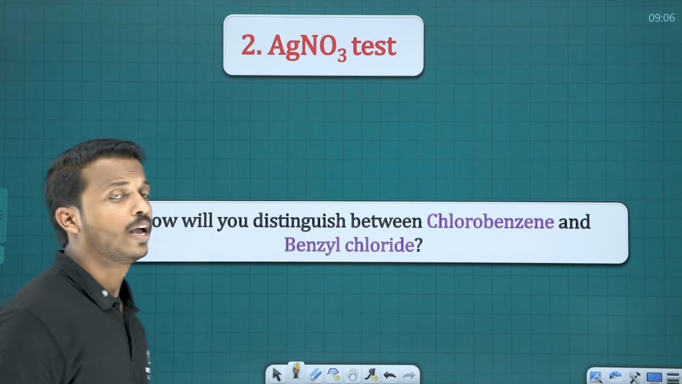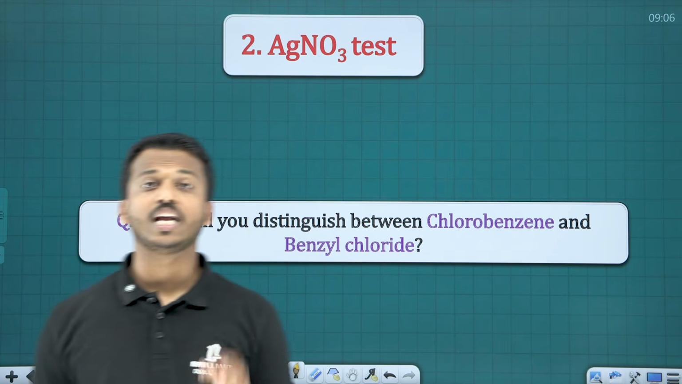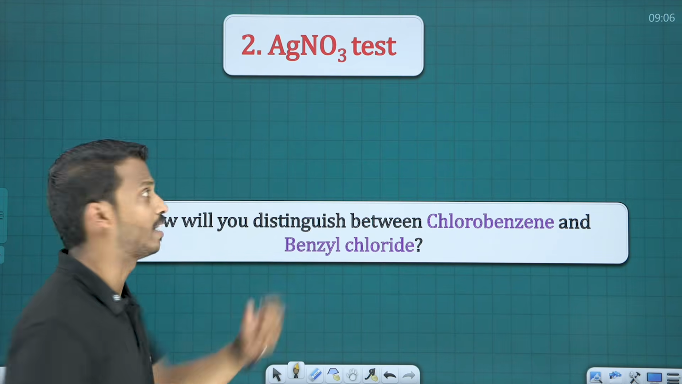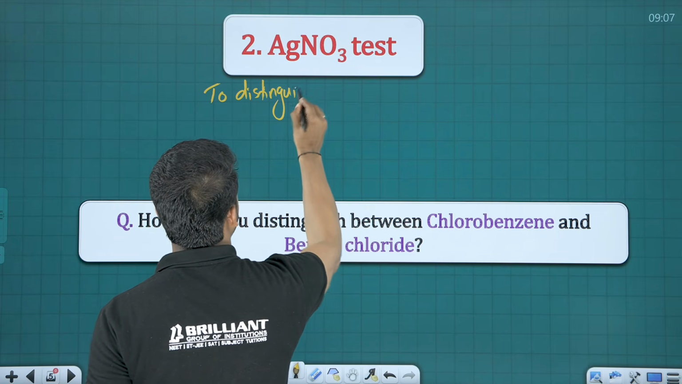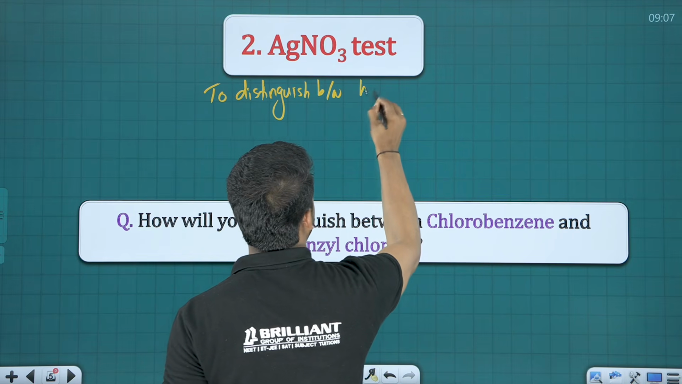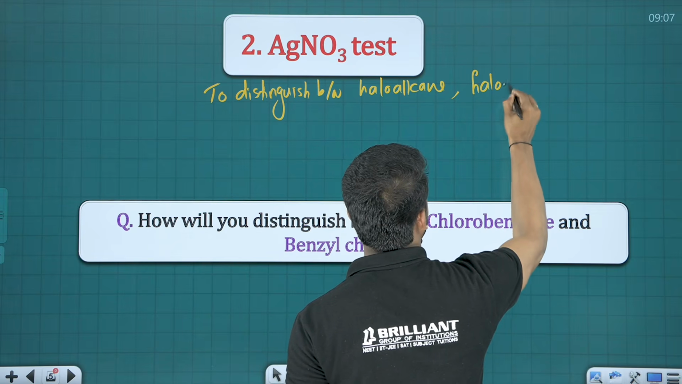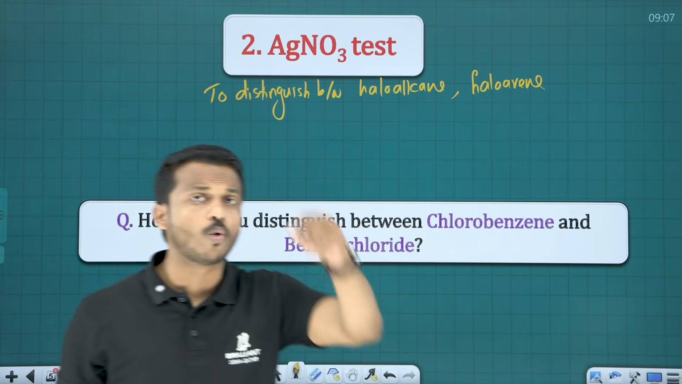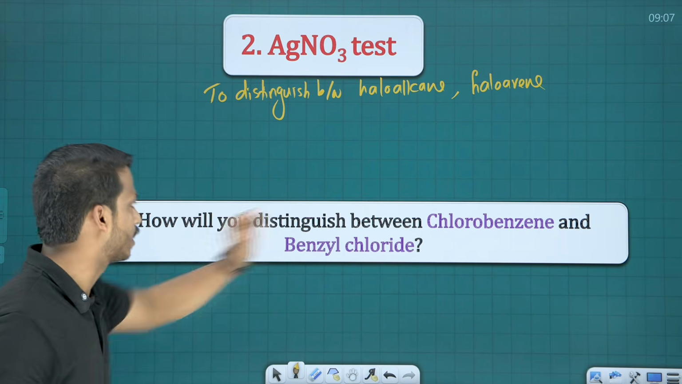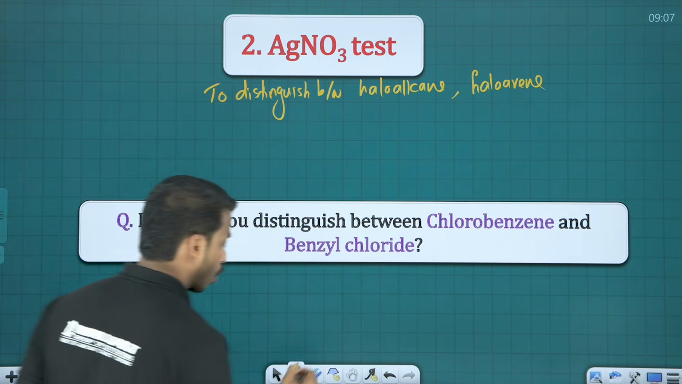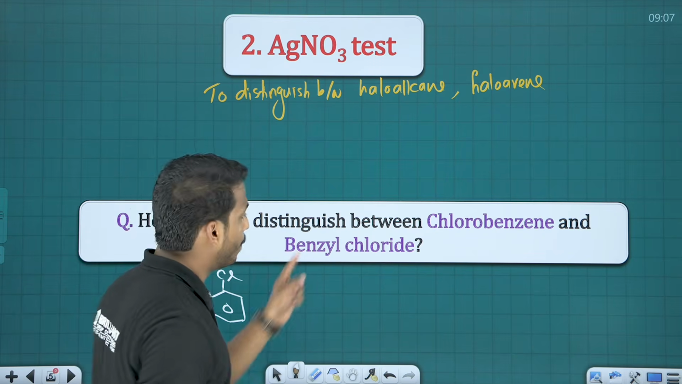We have one more test in the haloalkane chapter, that's the silver nitrate test, AgNO3. The purpose of the silver nitrate test is to distinguish haloalkanes from haloarenes. If they give you one haloalkane along with a haloarene, you can use the silver nitrate test. Just check the question: how will you distinguish between chlorobenzene and benzyl chloride?